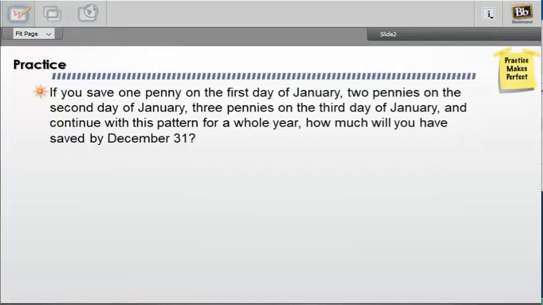This says if you save 1 penny on the first day of January, 2 pennies on the second day of January, and 3 pennies on the third, and continue with this pattern for the whole year, how much would you have saved by December 31st? First assumption here is it's 365 days.